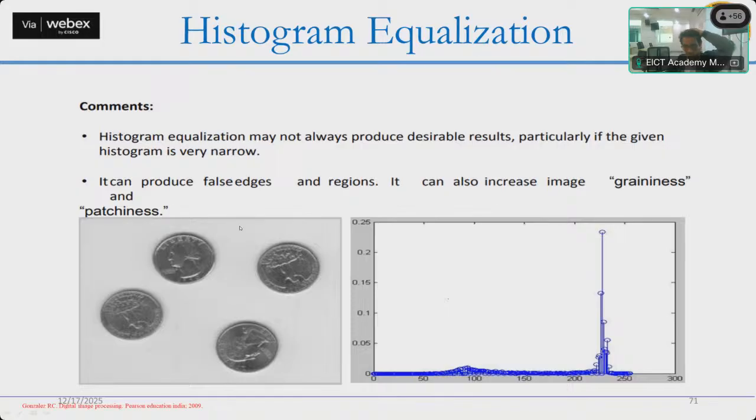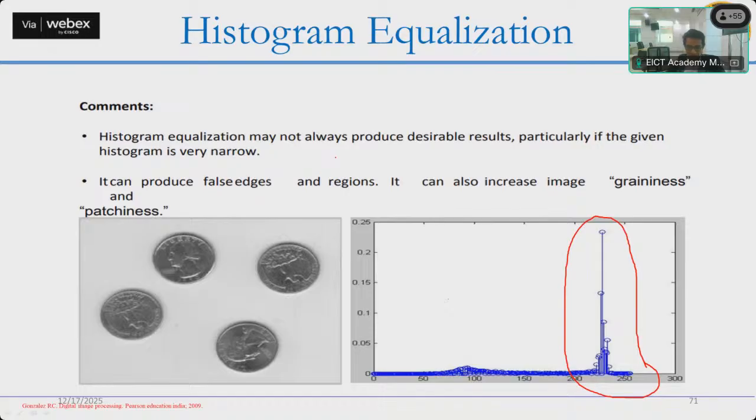In another case of the histogram, but remember there is also a problem. It has also some limitation. What limitation are there? That histogram equalization may not always produce desirable results, particularly if the given histogram is very narrow. For example, see, this histogram is there, but it is actually narrow.